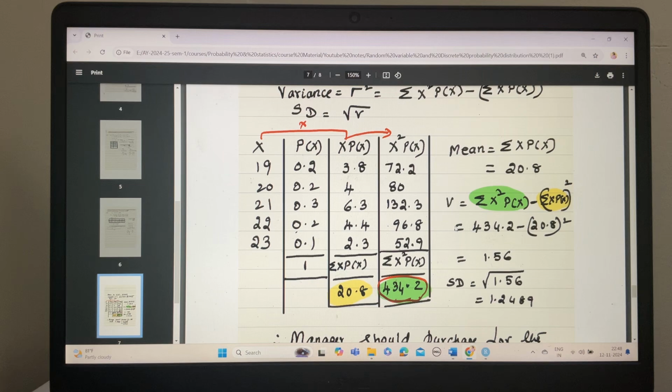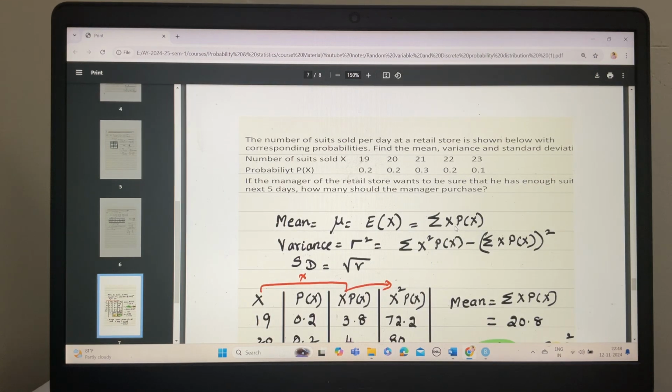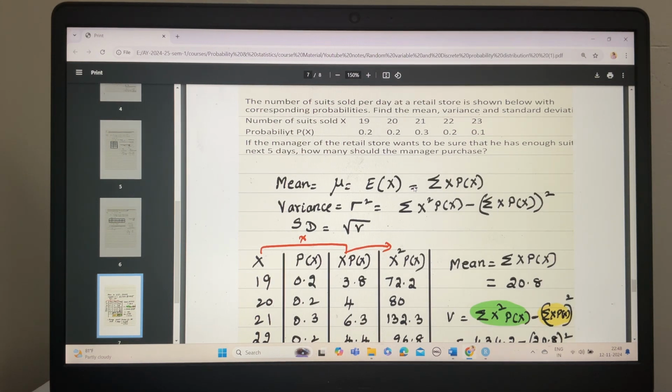In today's lecture, I'm going to explain the R code for finding the mean, the variance, and the standard deviation under the discrete probability distribution. Now the problem is given like this: the number of suits sold per day. This problem we have already done in the theory class.